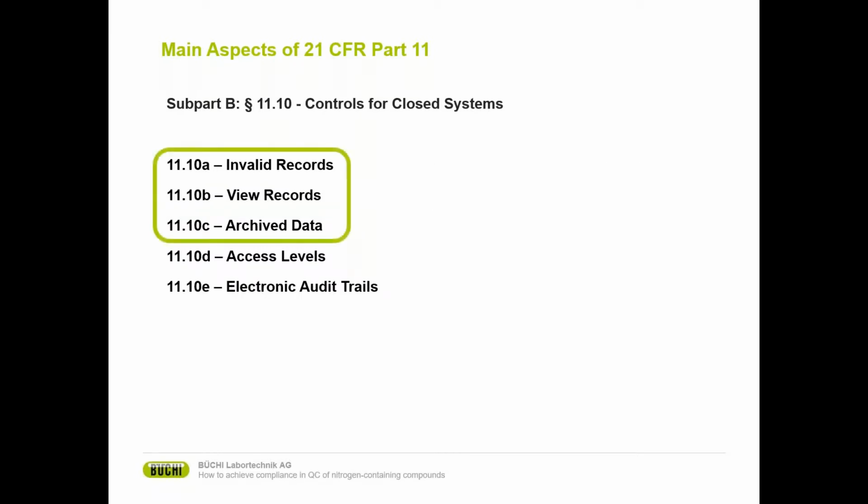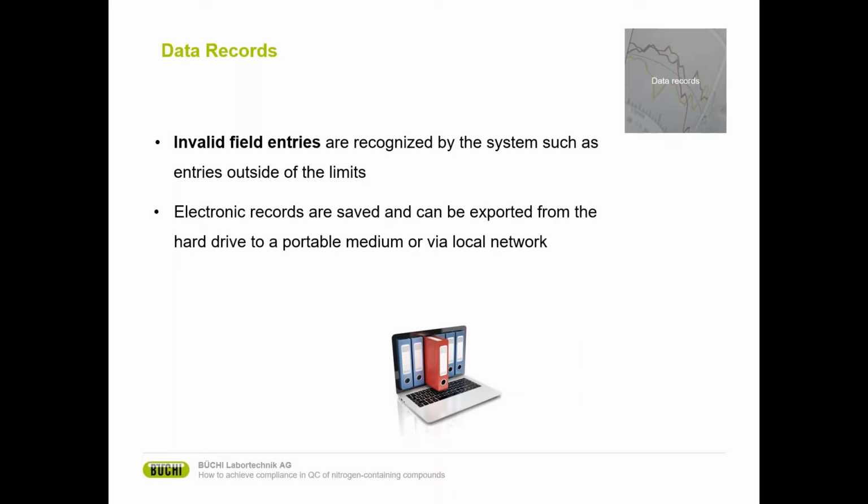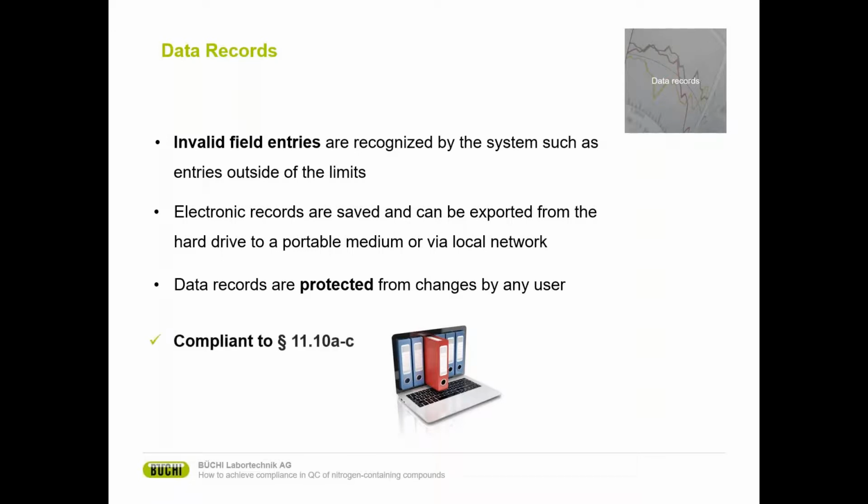And now let's have a look at how Büchi's computerized system is dealing with this section. About data records, invalid field entries are recognized by the system, such as entries outside of the limits. Electronic records are saved and can be exported from the hard drive to a portable medium or via local network. And data records are protected from changes by any user. So you see, in summary, we can say we are compliant to 11.10 (a), (b), and (c).